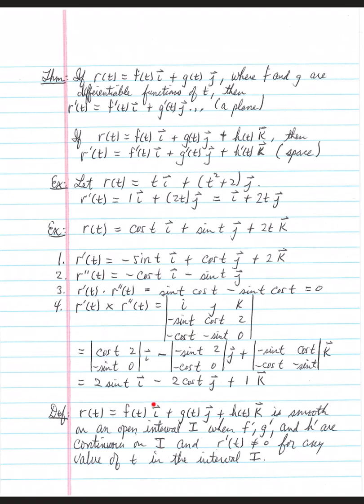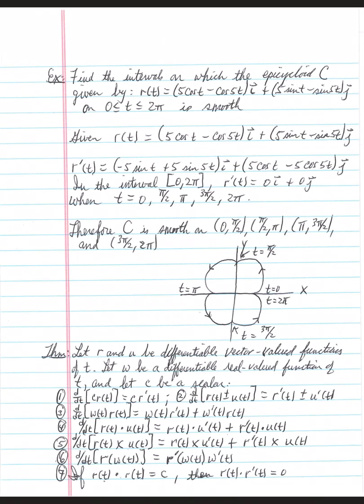Definition: r of t equals f of t times i plus g of t times j plus h of t times k, is smooth in an open interval I when each component's derivative is continuous and not zero for any value of t in the interval. Find the intervals on which the epicycloid C curve is smooth, given by this vector valued function on the interval from 0 to 2 pi. We're trying to find out where it's smooth.